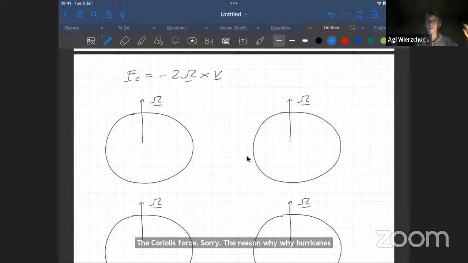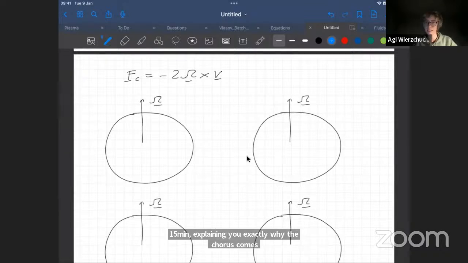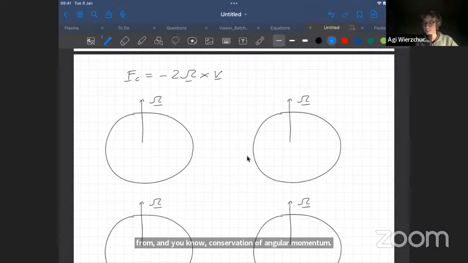I can sit here for the next 15 minutes explaining exactly why the Coriolis force comes from conservation of angular momentum, but that would not be a great use of my time, because there are many brilliant videos that exist on the Coriolis force, exactly how you get the equation for it, where it comes from, that you can just find on YouTube by Googling the Coriolis force.